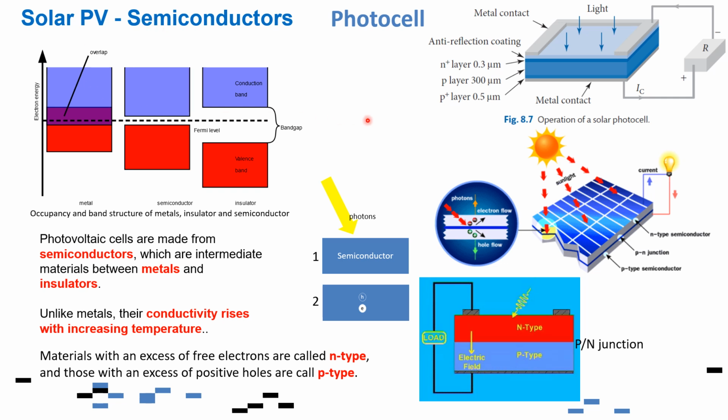So in order for us to fully understand how this PV works, or the working mechanism, we need to first understand what semiconductors are. Materials are normally divided into three kinds. We have the metals or the conductors, and we have the semiconductor as well as the insulator. The difference between these is based on their electron energy levels.